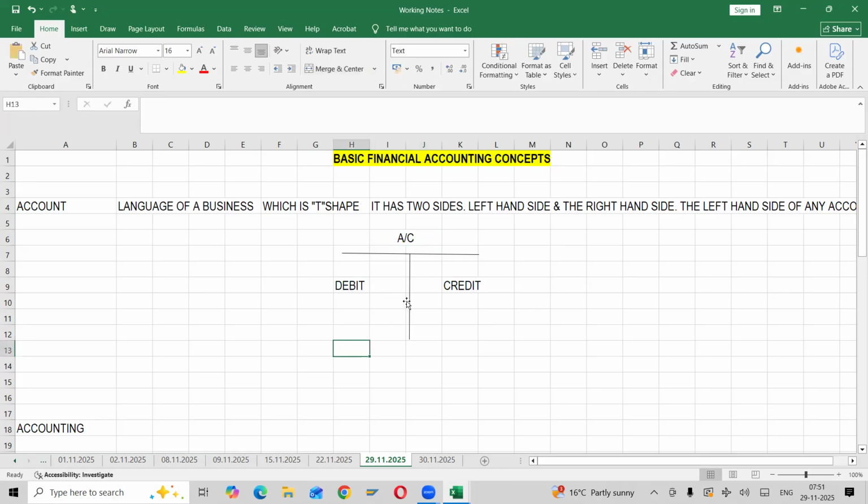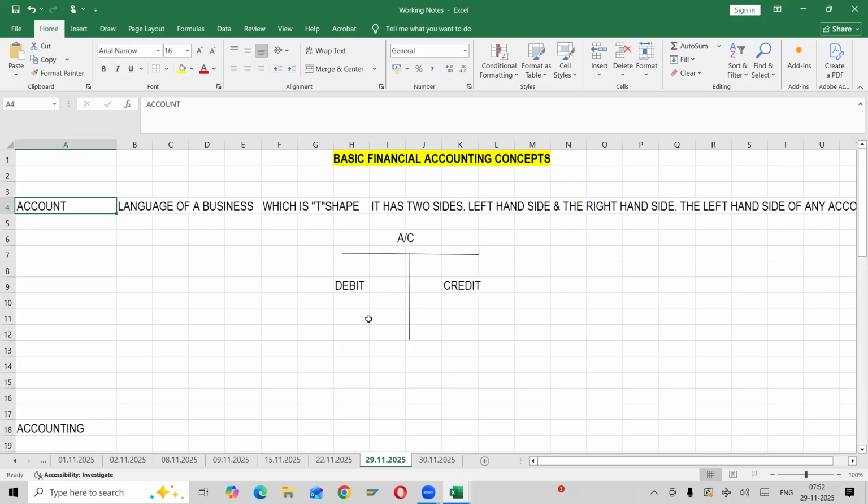Okay, account: this is debit and this is credit. The left hand side of any account is known as the debit side, and the right hand side of any account is known as the credit side. Clear, everyone? So now you understood what we mean by an account.